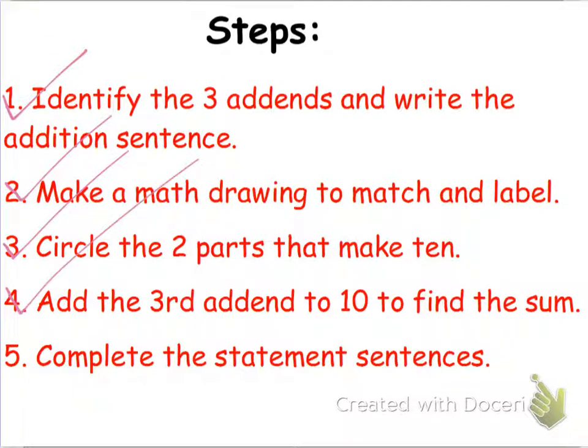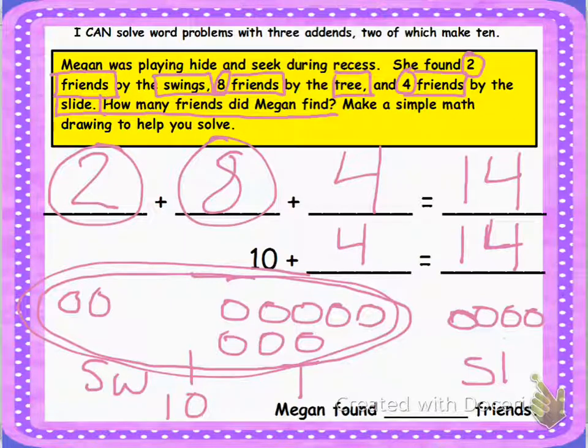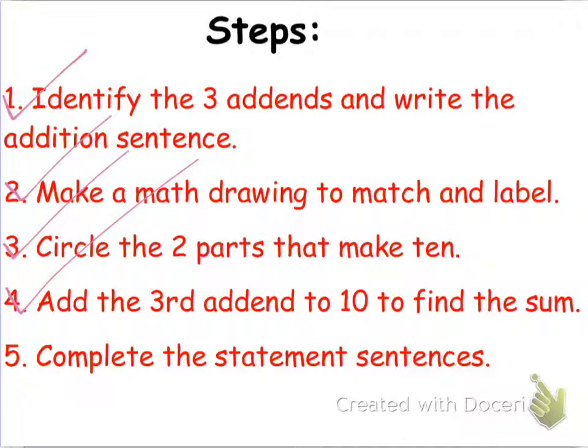So check that off. Now we're going to complete the statement sentence. So Megan found blank friends. Well, we put our answer. Megan found 14 friends. Again, check off step number 5.